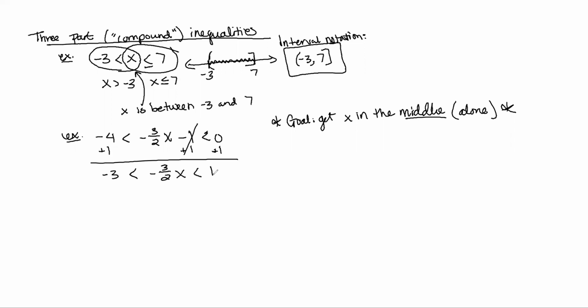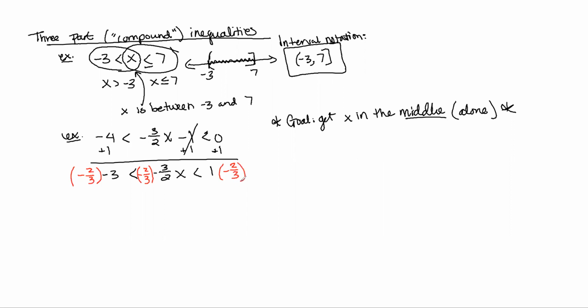And now we want to get rid of this -3/2. So remember, if we have a fraction, we can go ahead and multiply by the reciprocal. So we're going to multiply by -2 over 3. Make sure it's negative because a negative cancels that negative out. And we're going to do that on all sides.